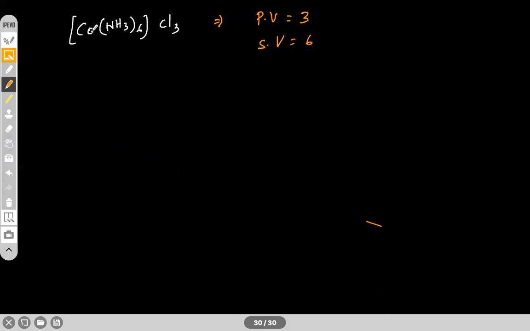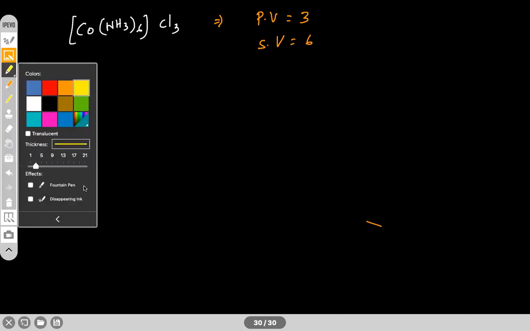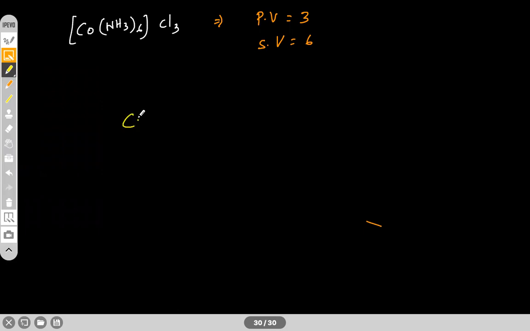Now, if you want to draw the structure of it, you can draw it this way. You have cobalt in the center. And we have 6 NH3. These are neutral molecules, and they satisfy the secondary valency because the secondary valency is 6 only. 6 molecules satisfy this, right? So we have 6 NH3, which is represented by the thick line, one coordinate bond.